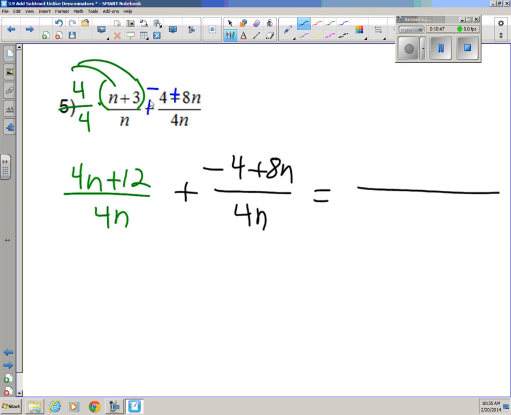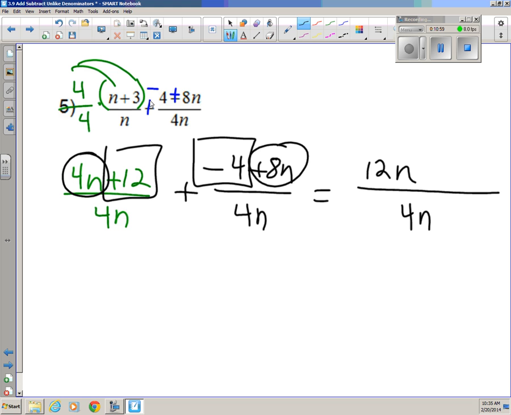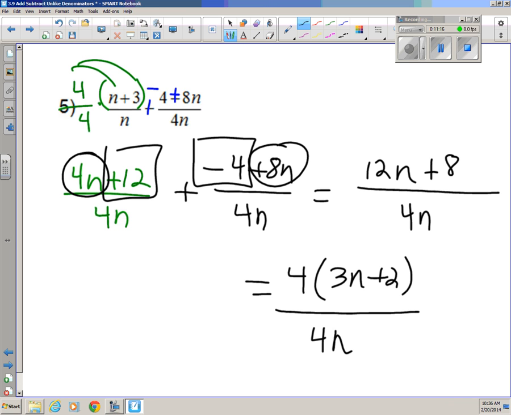When I combine like terms, my denominators alike, I've got 4n's plus 8n's, or 12n's. I've got 12 plus -4, which is plus 8. This is one that I can actually do some simplifying with, right? Because my top has a GCF. My top GCF would be 4. What's left over is 3n plus 2 all over 4n.